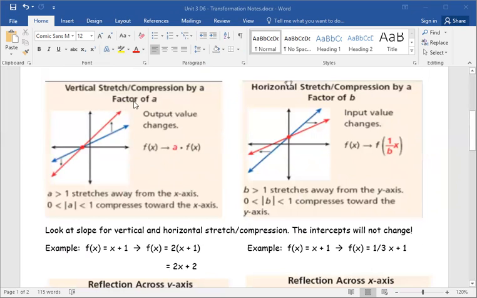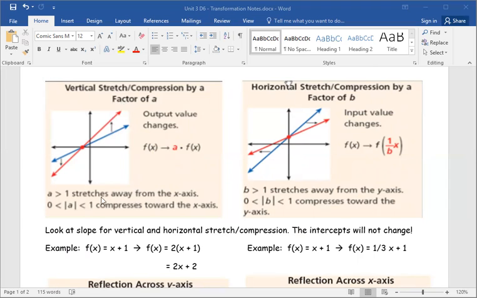Vertical stretch or compression looks at slope. So if I have a slope and it's more, then that is a stretch. I'm stretching upward faster than you are. If I have a slope that is a fraction, then that means it's a compression. Compression means that I'm not going as fast as you are.